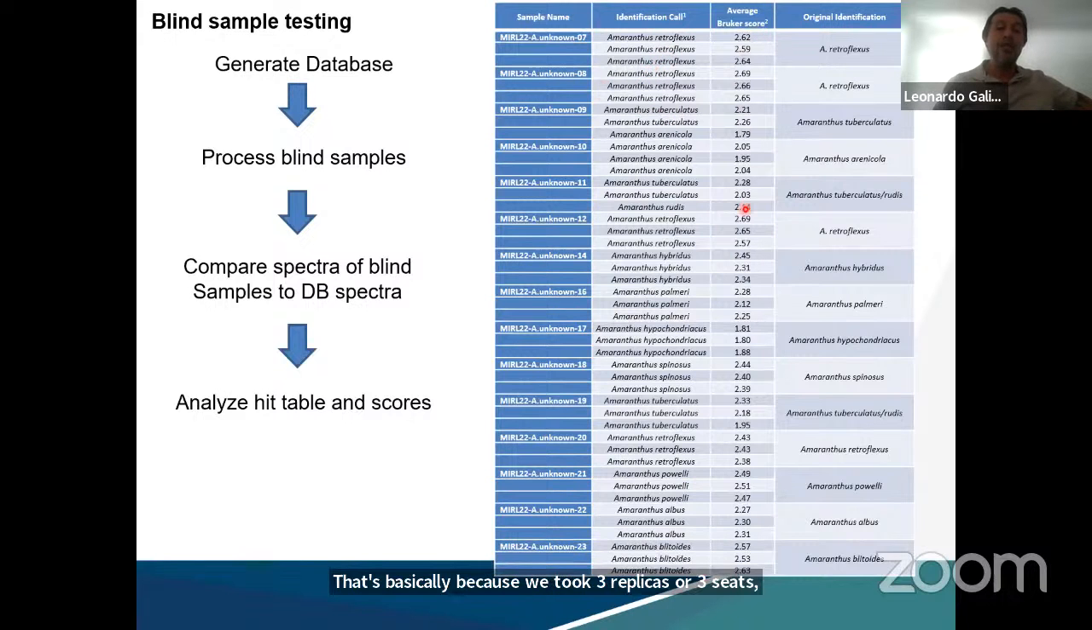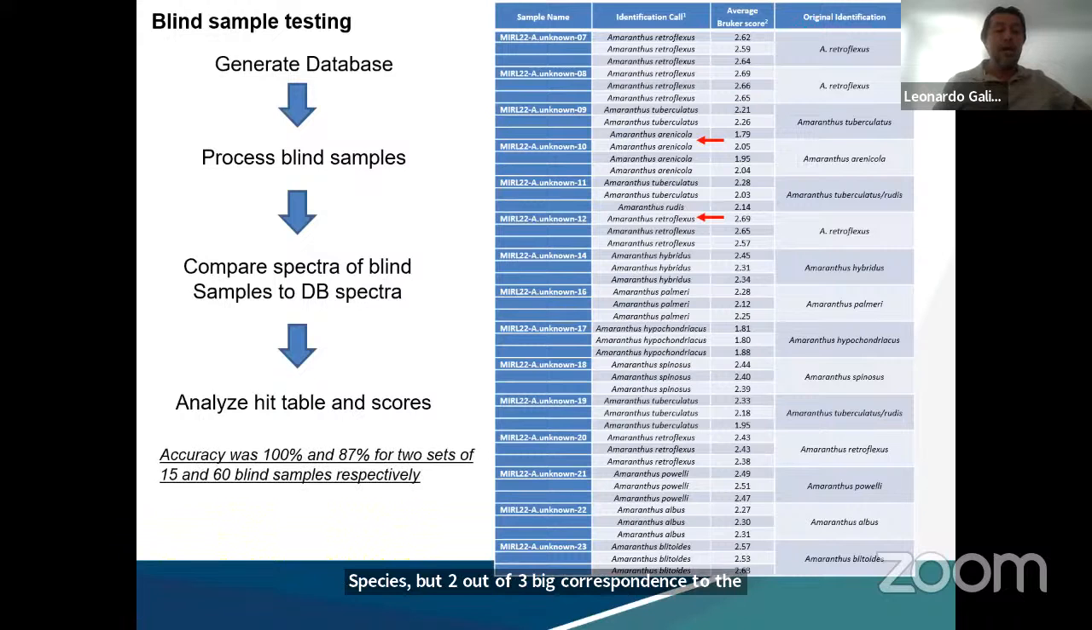And then you have an average score of the similarity. Usually over 2 is a good similarity. And on the last column, you'll see the original morphological identification that was revealed to us only after we made the protein identification. So in this case, we had 100% accuracy. There were a couple of cases where one of the 3 replicates did not correspond to the expected species, but 2 out of the 3 did correspond to the expected species. So we use kind of like a majority rule there.